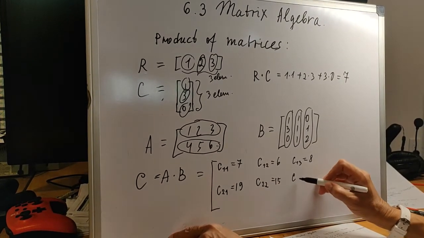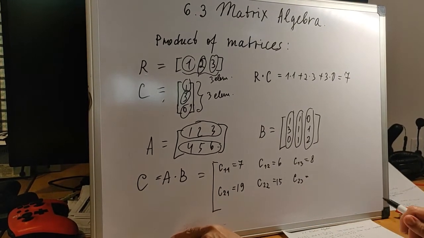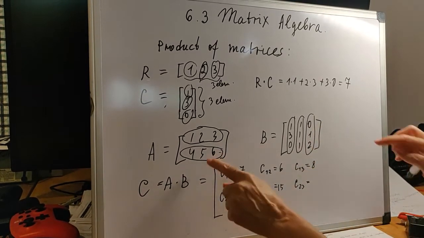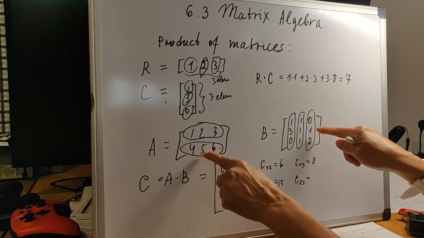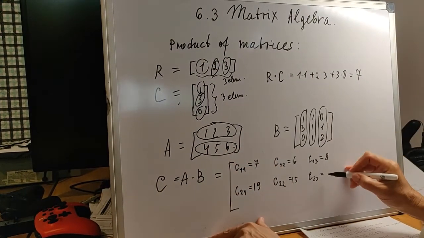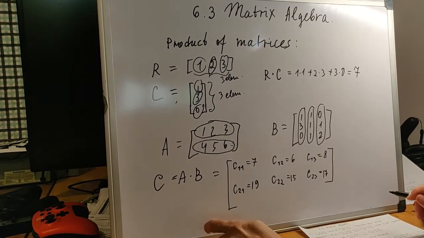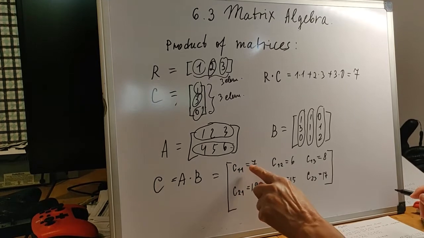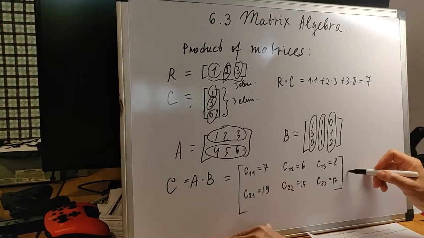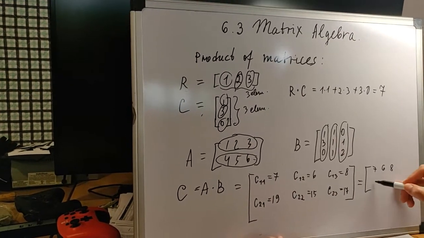And the last element is going to be 2, 3. I'm going to multiply row number 2 by column number 3. 0 multiplied by 4 is 0. 1 by 5 is 5. And 2 by 6 is 12. So I'm going to get 17 over here. So that's going to be my resulting matrix. Normally, we don't write down C11 equals. Usually, we just write down 7, 6, 8, and 19, 15, 17. That's what I'm going to do to summarize the result of the multiplication.